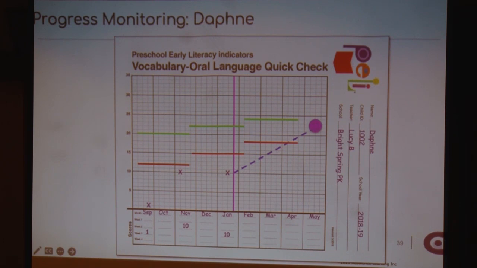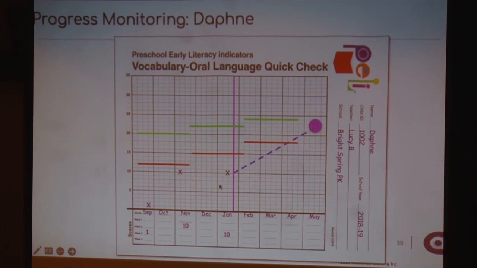Now this shows vocabulary oral language quick check for Daphne. And Daphne is a child who came in at the beginning of the year. You can see, here's the cut point for risk, well below the benchmark, way down here. We didn't want to wait till January to do another check for Daphne. So we gave her an interim book, midway between. So about 6 weeks into the school year, beginning of November maybe, or end of October. It depends on when school started. And you can see, oh, great, Daphne's still in the red zone, but she's making progress.